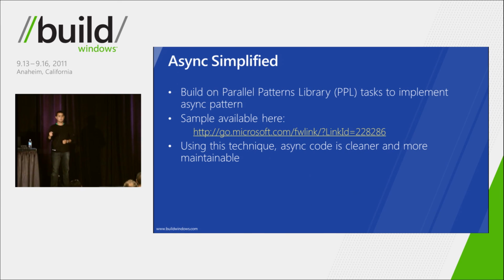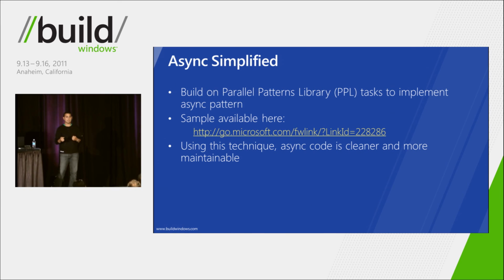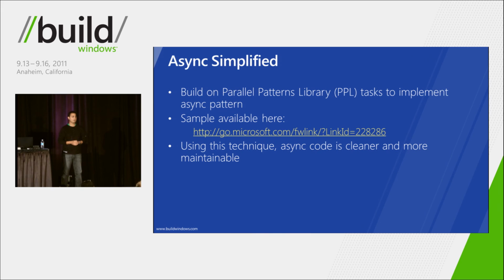So some people on our team went and worked and said, hey, you know what? We have this thing called the parallel patterns library. Who's familiar with it? A few people. So a parallel patterns library provides a higher level abstraction on top of things like threads. So you have tasks and continuations, and that's how you deal with threading at a higher level. And we wanted to hook the parallel patterns library such that you can do async calls with it. We created a sample that you can go download from this link.